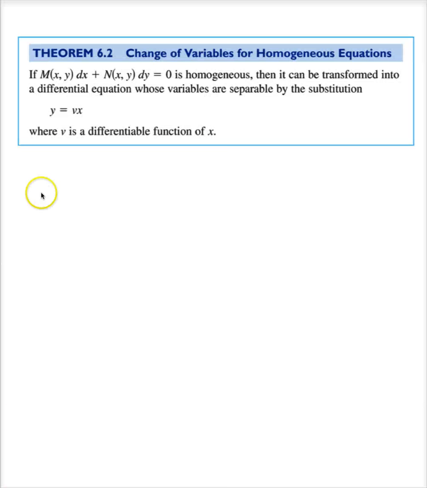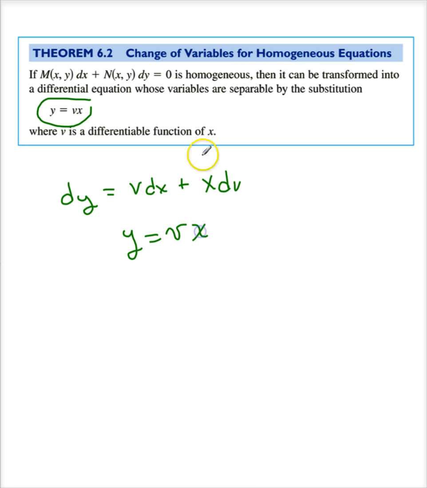Equations can be a little tricky, but it's actually quite straightforward. Suppose you have a homogeneous equation and you're trying to solve it. If you make the substitution y is equal to vx, where both v and x are differentiable functions of x, and then of course dy is equal to v dx plus x dv. So if you make these substitutions into your differential equation, you'll be able to separate it.